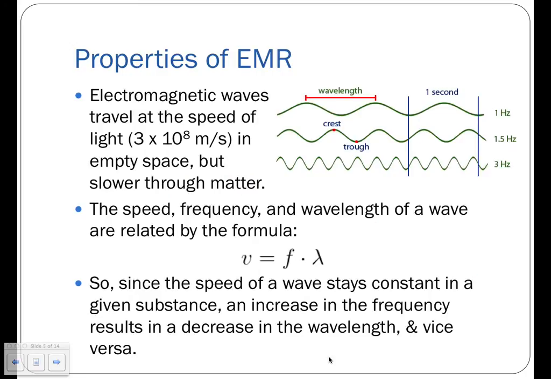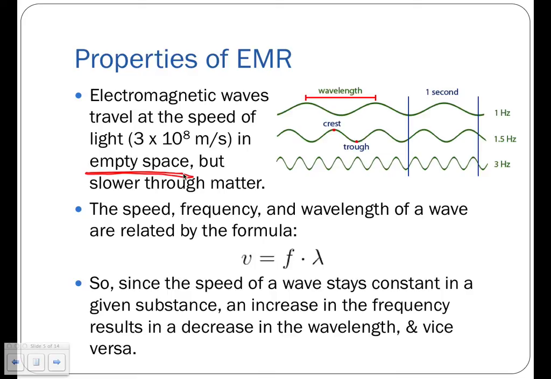All right. So, speed. Electromagnetic waves travel at the speed of light in empty space, but somewhat slower through matter. So the speed of light is in a vacuum. When we say empty space, basically we mean it's not going through anything. This is something that makes electromagnetic radiation somewhat unique as far as waves go.